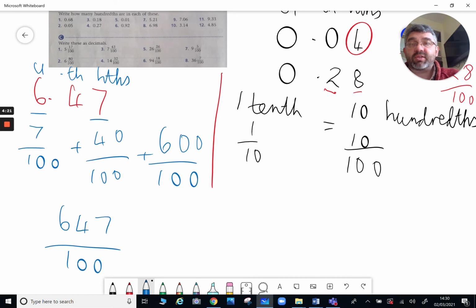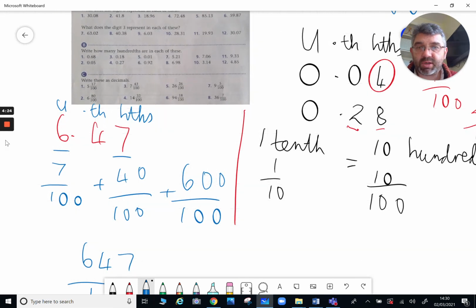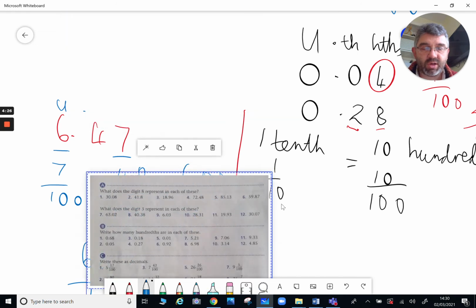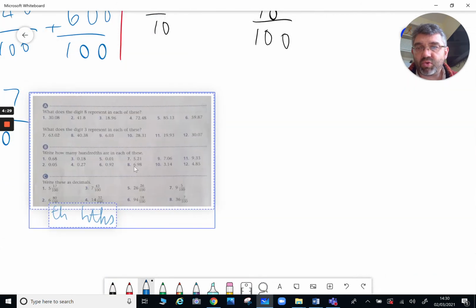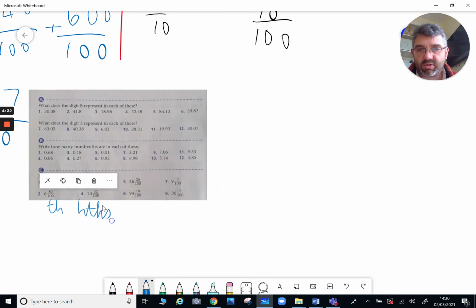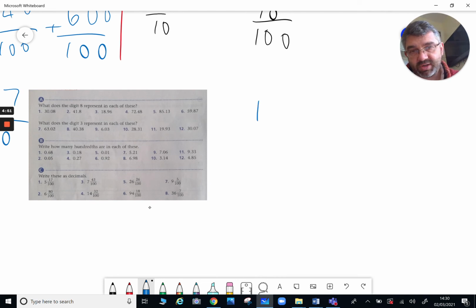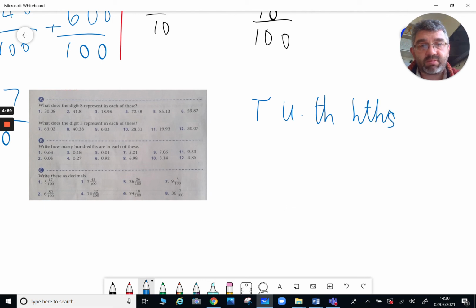Now let's have a look at the last part of this sheet. For some of you, we go on to this. This one says write these as decimals. We've got a series of mixed numbers where we've got some tens and units, and our fraction is in the hundredths. So these are quite straightforward. If we write down tens, units, tenths, hundredths, ready, and put a decimal point in ready.